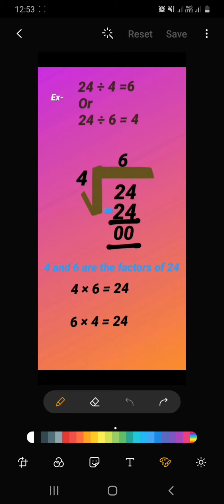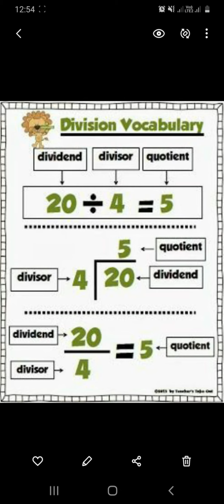Okay, so this was an example. I think it has made it more clear to you, and in the next slide we will see something more. Just a quick revision. 20 divided by 4 is equal to 5. So 20 is the first number and it is the number which we have to divide, and the one which we divide is called the dividend.